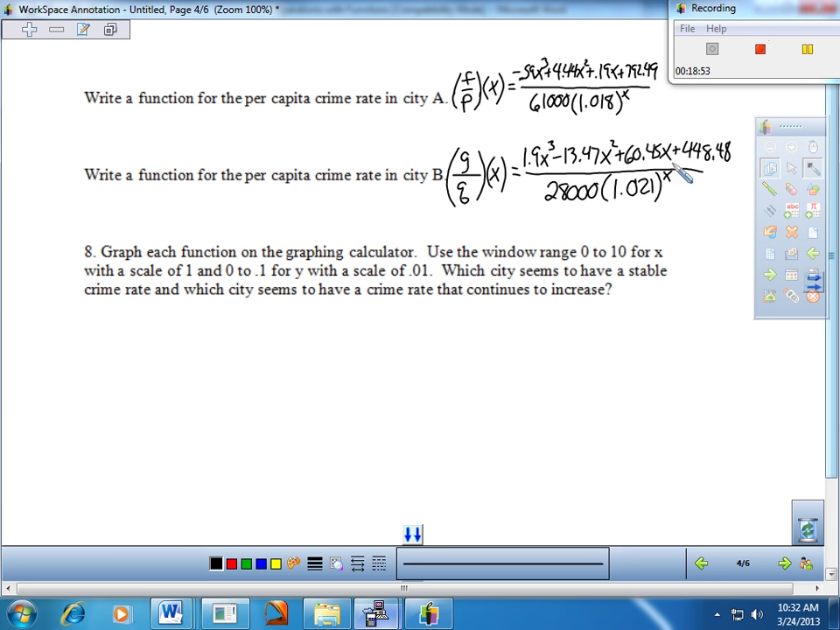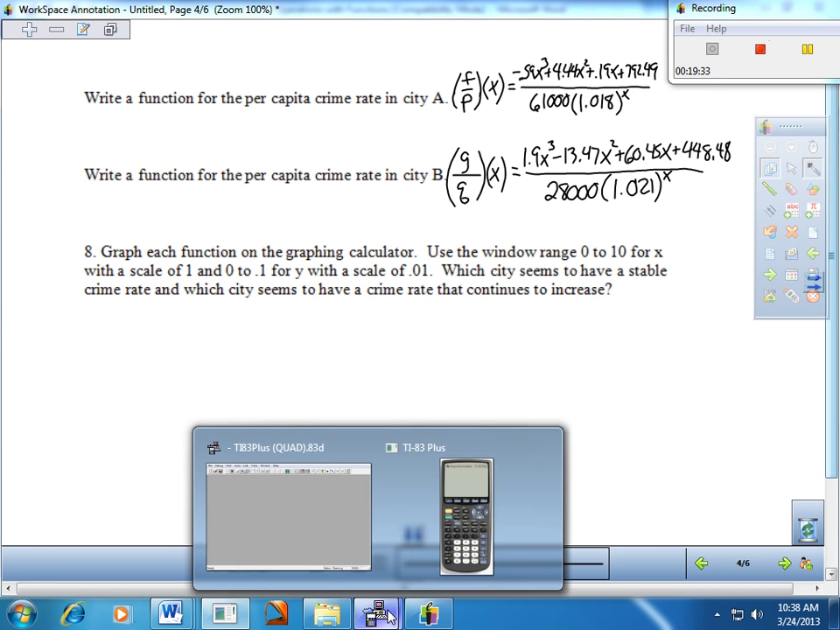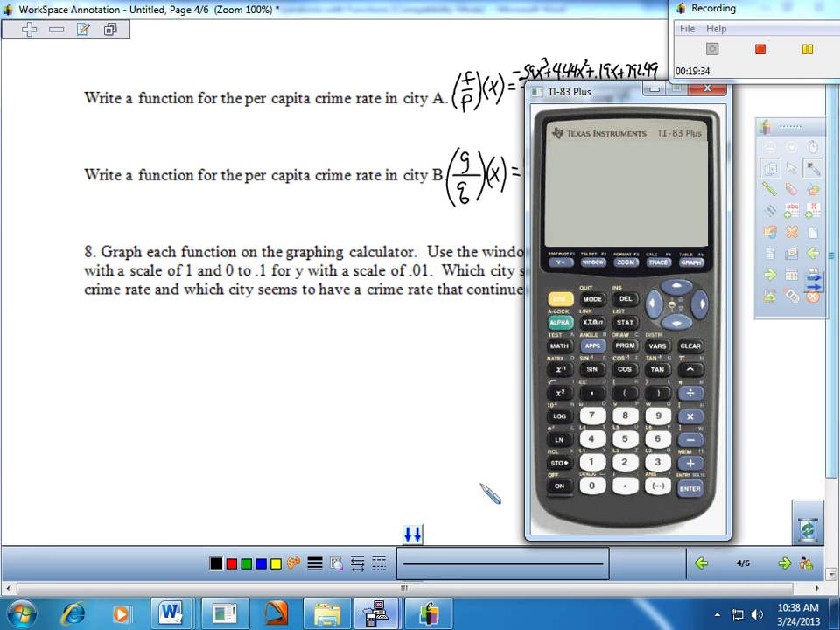Let's go get number 8. Graph each function on the graphing calculator. Use the window range, scale, and all that stuff. Which city seems to have a stable crime rate, and which city seems to have a crime rate that continues to increase? All right, let's go ahead and compare. So we've created these functions from the originals. In this case, we created it via division. And now what I'd like to do is see that graphically.